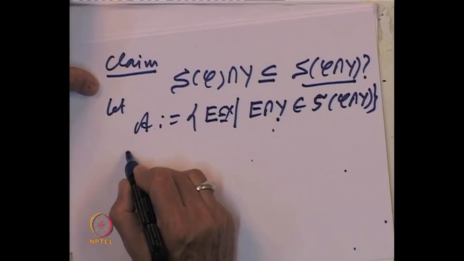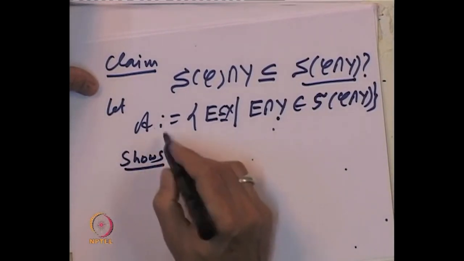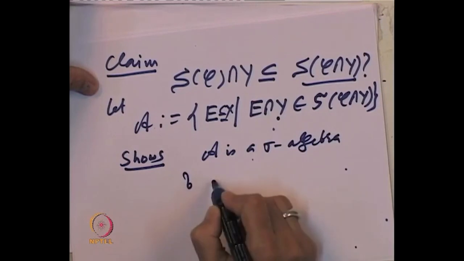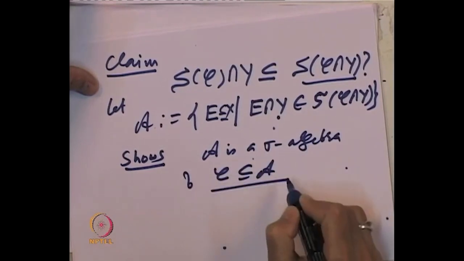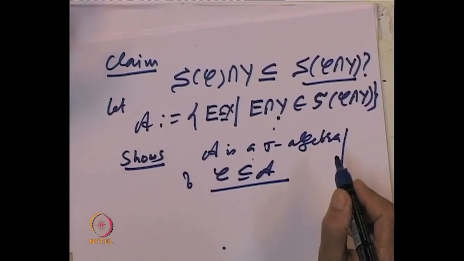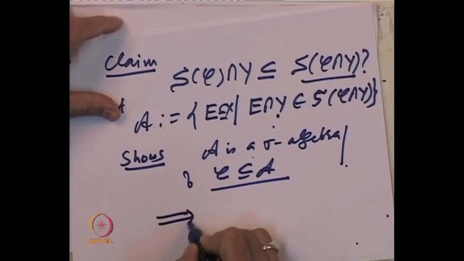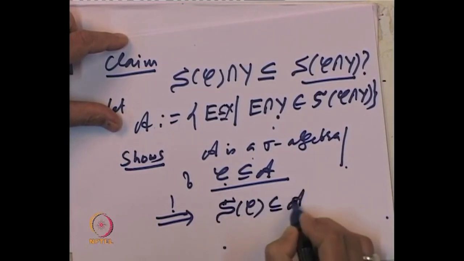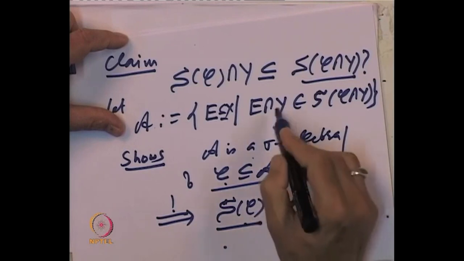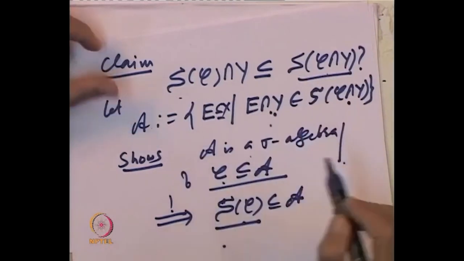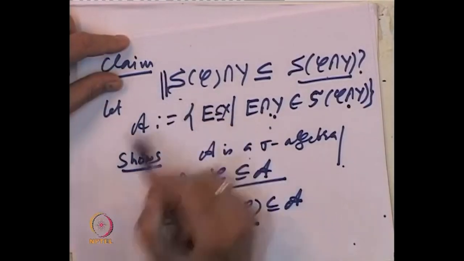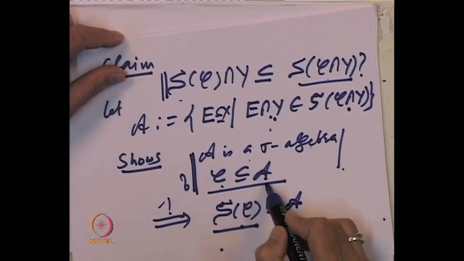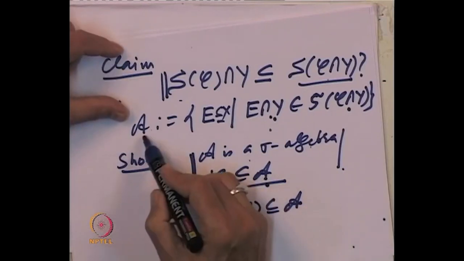One shows A is a sigma algebra and C is inside A. That means, because C is inside A and A is a sigma algebra, that S of C is inside A. That means for all elements in S of C, if I take the intersection with Y, that is going to be inside it. So that will prove the required inequality. So the claim is equivalent to proving these two things, namely A is a sigma algebra and C is inside A.